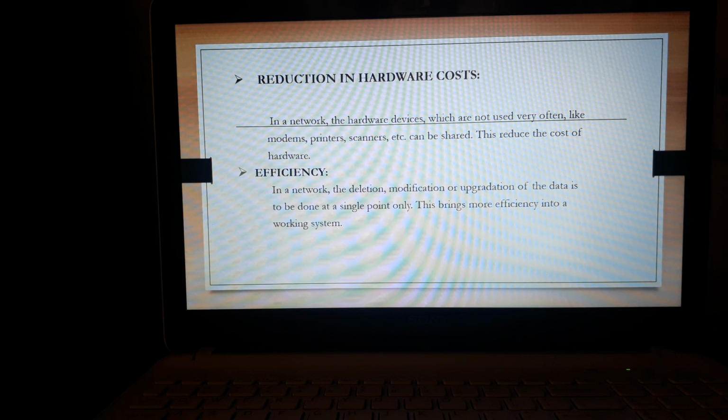Then next is efficiency. In a network, the deletion, modification or upgradation of the data is done at a single point only. It means that if you want to modify anything, or upgrade your data or information, you only have to do it on the central computer from a single point. So this brings more efficiency in your working system also.